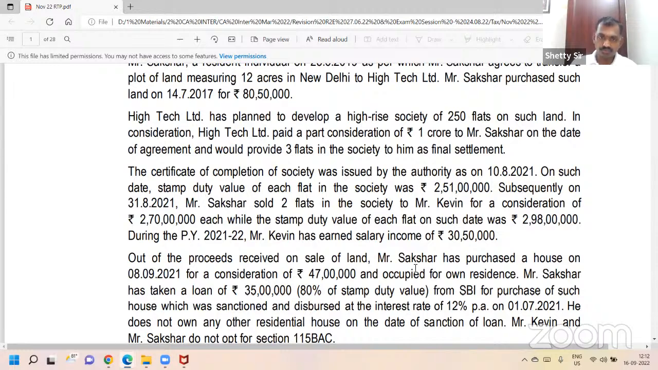298 lakh into 2 flats. Say 2 flats. Calculator: 300 into 2 minus 4, how much? 596. 596 less cost of acquisition. Here there is no cash consideration, so there is no confusion further. Entire stamp value is offered.